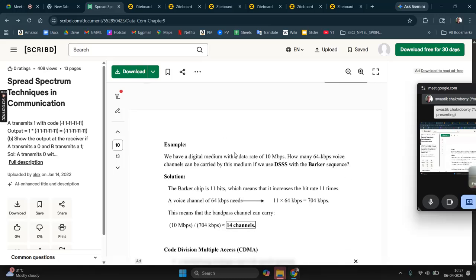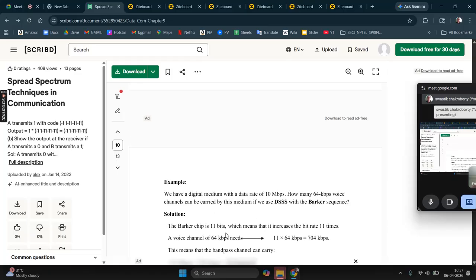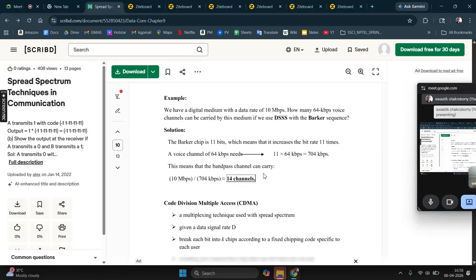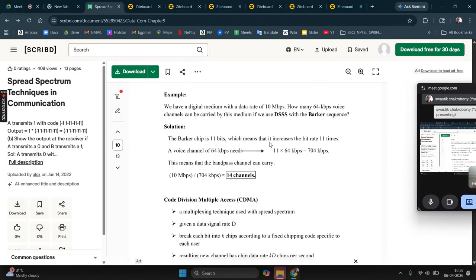Okay, we have a digital medium of data rate 10 Mbps. How many 64 kbps channels can be carried by this medium if we use DSSS with Barker sequence? The Barker sequence is 11 bits long, so it will increase the bitrate 11 times. So a 64 kbps channel will need 11 into 64, which is 704 kbps of bandwidth. If each channel consumes 704 kbps after spreading, then 10 Mbps divided by 704 kbps gives 14 channels. So we can accommodate 14 channels. The number of bits in the spreading sequence is the number of times your data rate will get multiplied.